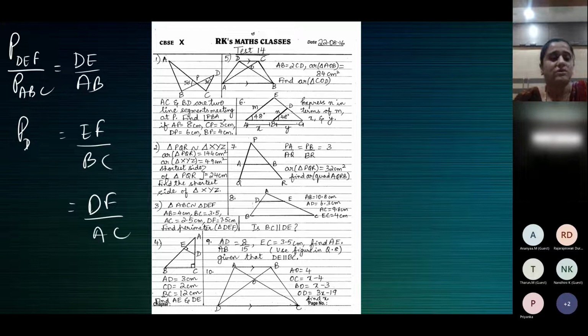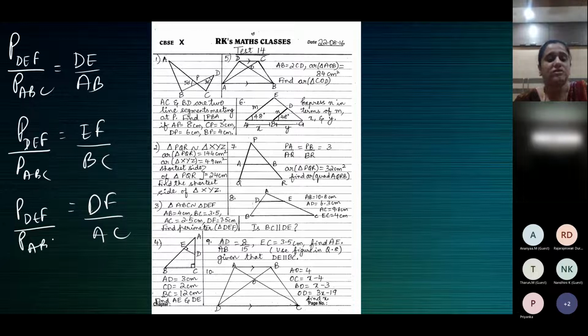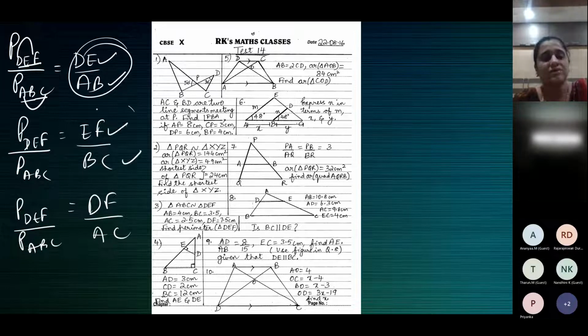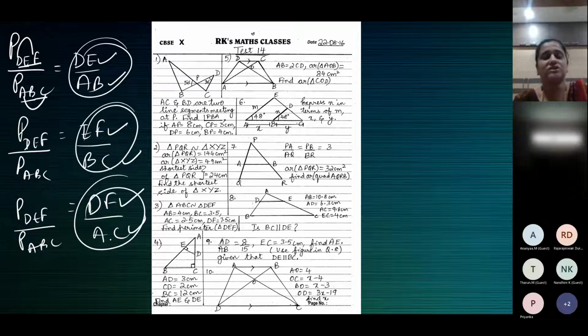So if you write perimeter of DEF first by perimeter of ABC, you can write any one of these three results. If you write perimeter of DEF in the numerator and the perimeter of ABC in the denominator, you must write the side of triangle DEF in the numerator and ABC in the denominator. So corresponding sides are DE by AB, EF by BC, DF by AC. Anything you can write, or whichever is given to you. Like if you know DE and AB, you should write this ratio. If you know EF and BC, write this ratio. If you know DF and AC, write this ratio.